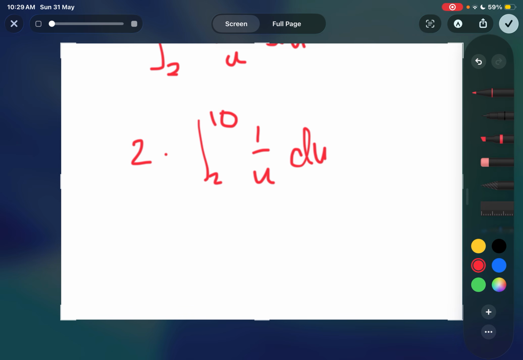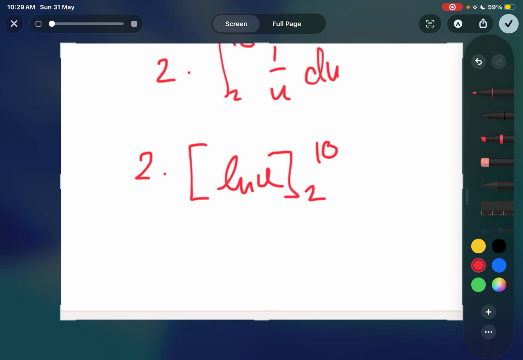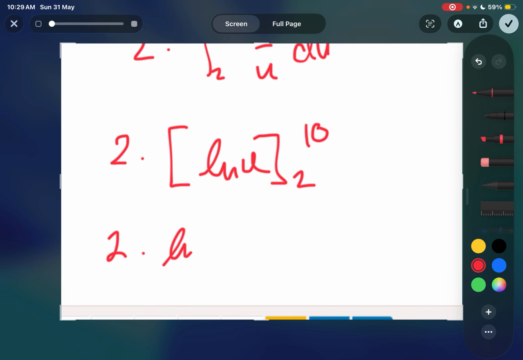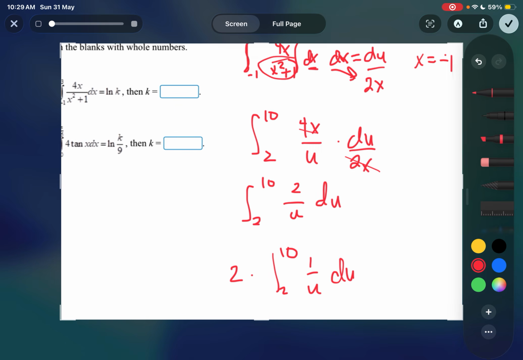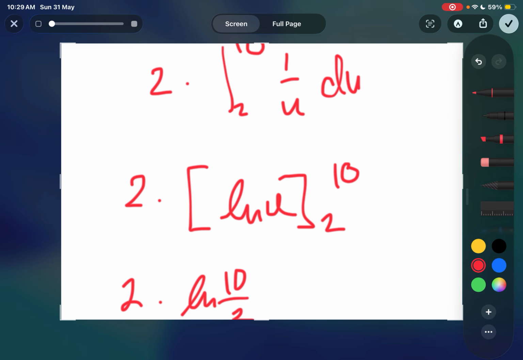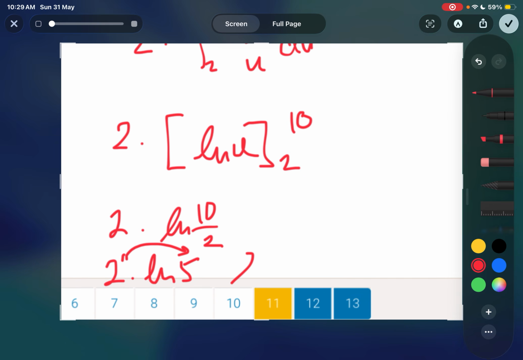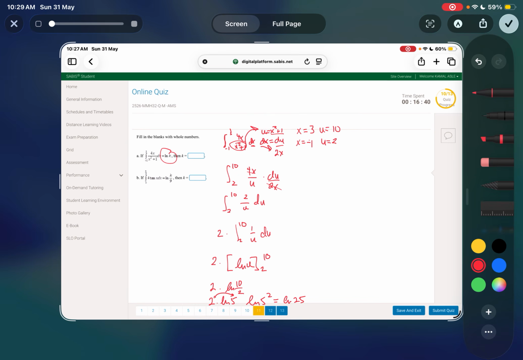So now you know that 1 over u, 1 over x, whatever it is, the integral is ln x, ln u in this case. So it will be 2 of ln u from 2 to 10, which is 2 times ln of 10 over 2, which is 2 times ln of 5. Now they want it as a whole number, so you just take the 2 back to the 5, to be ln of 5 squared, which is equal to ln of 25. And that's your final answer for this.